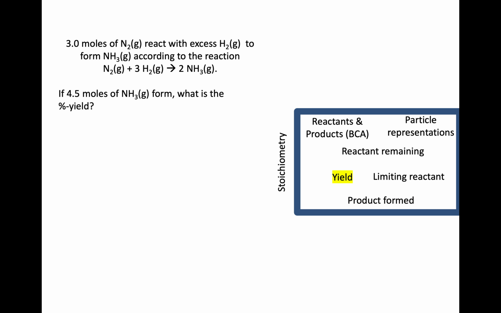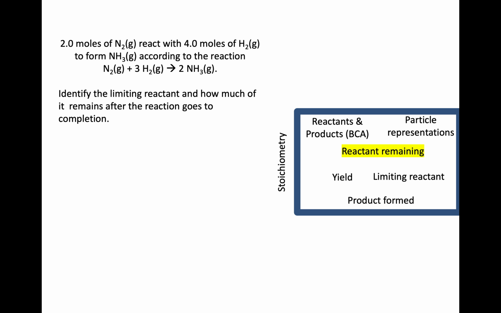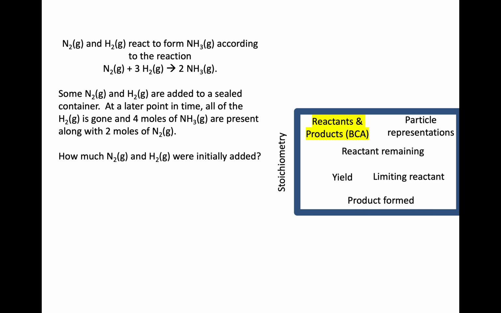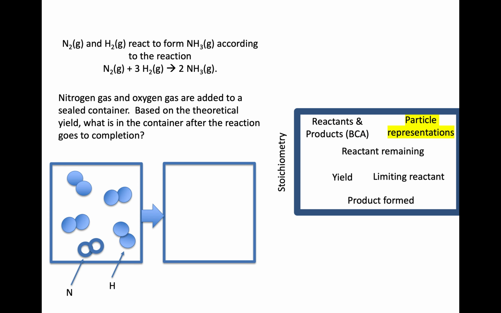More difficult would be one involving a percent yield calculation. Lower scoring than that would be a question where the task is to identify the limiting reactant and how much of it remains after the reaction goes to completion. Most difficult, the lowest scoring, are questions that are aligned with using a BCA table or particle representations, such as this one here. Nitrogen gas and oxygen gas are added to a sealed container. Based on the theoretical yield, what is in the container after the reaction goes to completion?